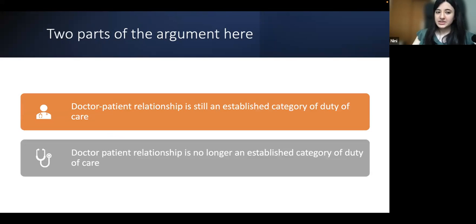There are 2 parts of the argument here. There are 2 sides of the argument that you need to argue. Provide supporting evidence, authorities, journal articles, etc. Firstly, doctor-patient relationship is still an established category of duty of care. So this is one part of the argument. You need cases and authorities and peer-reviewed journal articles to support this. And secondly, doctor-patient relationship is no longer an established category of duty of care. So this is for and against, basically.